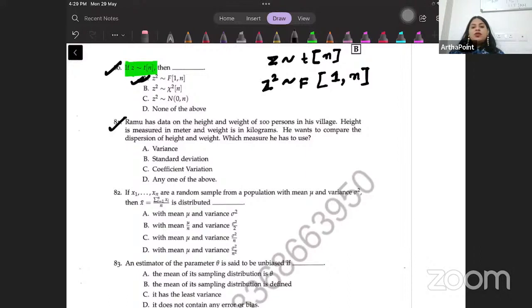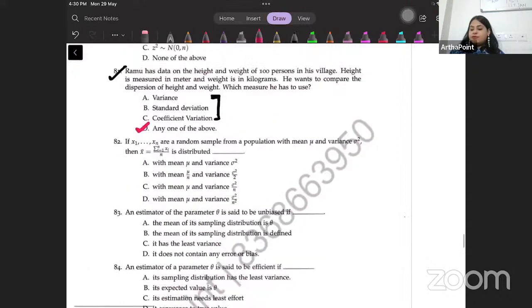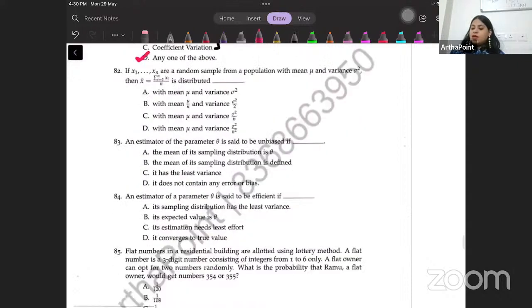Whenever you talk about dispersion, all these three are actually methods of dispersion only: variance, standard deviation, coefficient of variance. These are all the techniques of dispersion, right? They're used for dispersion. So any of these is correct and you can just mark the answer as D. Any of the above is a correct way to do it. Okay, come to the next question.